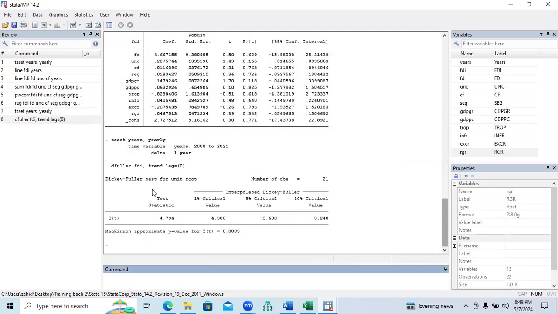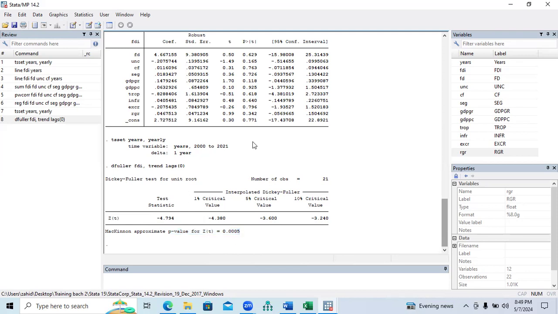It will show you the test statistic value. You need to compare this value with the critical values at 1%, 5%, and 10%. And if you can see, it is greater than all the other values, and the p-value is also significant. So we can say that FDI is stationary at level. So it might be stationary at first difference as well.